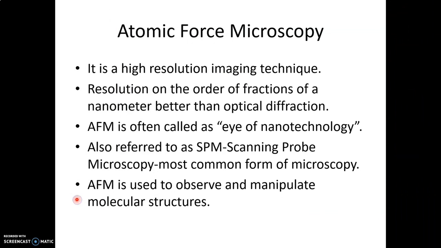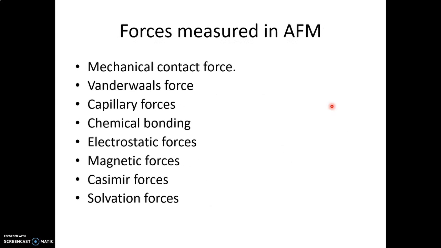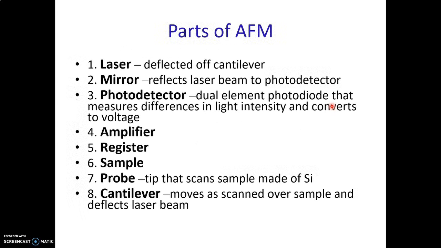The modified, advanced technique of the scanning electron microscope is atomic force microscopy. Here, the force between the sample surface, that is the coated nanoparticle, and the AFM tip is measured. We can call this technique the eye of nanotechnology, and it is also referred to as scanning probe microscopy. It works so that different forces between a tip and the surface can be measured: mechanical contact, van der Waals force, capillary, chemical, electrostatic, Casimir, solvation. So these are the different parts of the AFM.